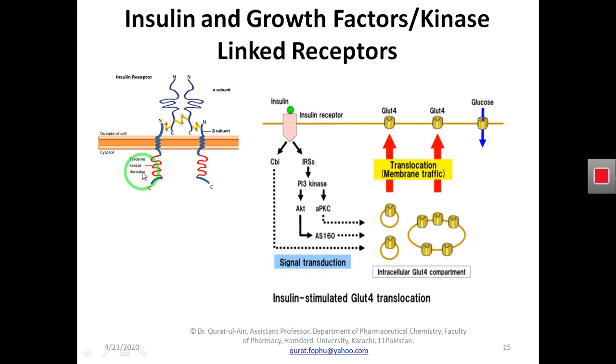What does tyrosine kinase activity mean? The intracellular domain of this beta subunit of this kinase linked receptor has multiple tyrosine residues. So what do these tyrosines do? When the receptor binds with the ligand, the receptors get dimerized. This is one receptor and this is the other receptor, this is one monomer of the receptor, this is the other monomer of the receptor. When the ligand binds with this receptor, the receptor gets dimerized.